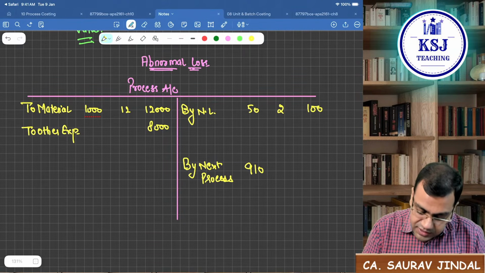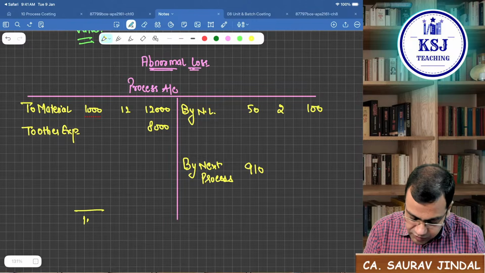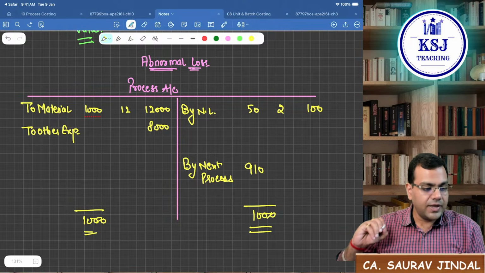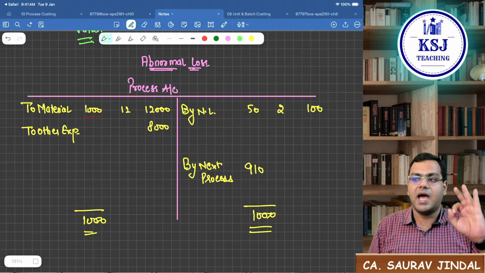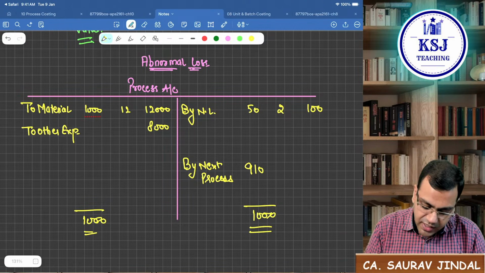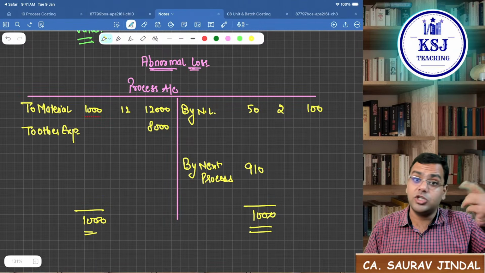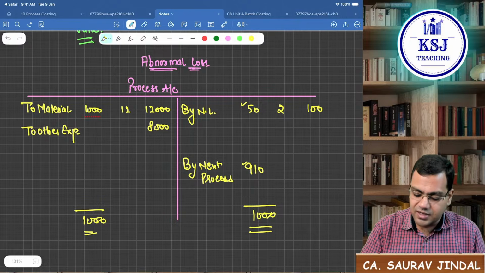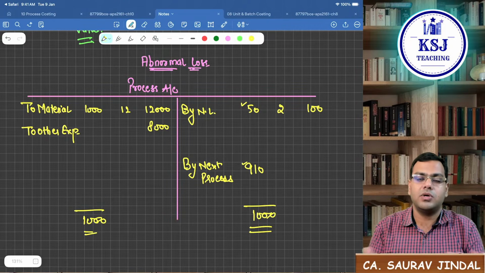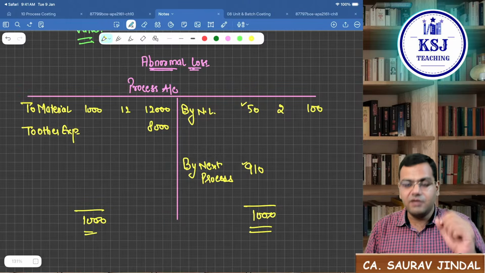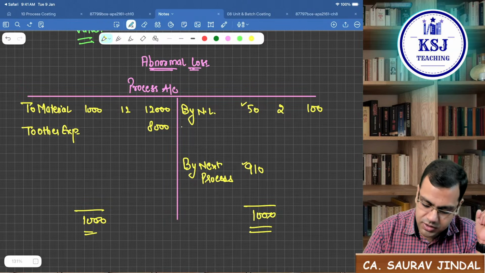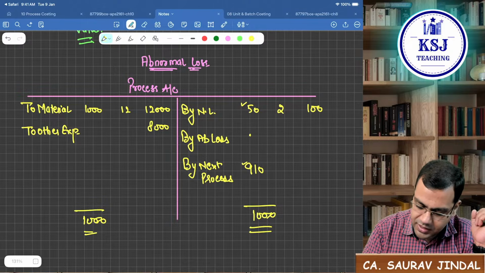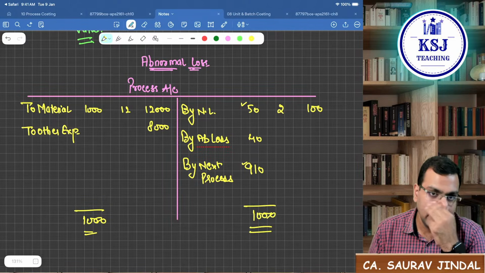As I told you, this input of, sorry, 1,000 units should match with the output of 1,000. You have to keep a record of what happened with this 1,000 units. So if you have input 1,000 units, your output should also be 1,000. Out of this 1,000, 50 is your normal loss, 910 you have transferred to the next process. So what about the remaining 40 units? That remaining 40 units is your abnormal loss. So we'll write here by abnormal loss, that is 40 units. Right?